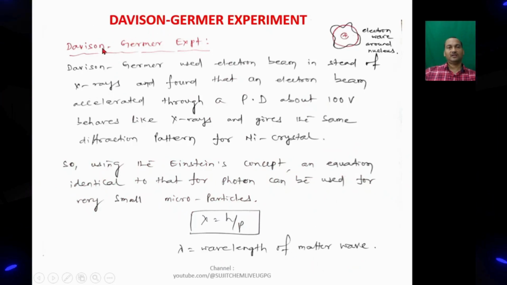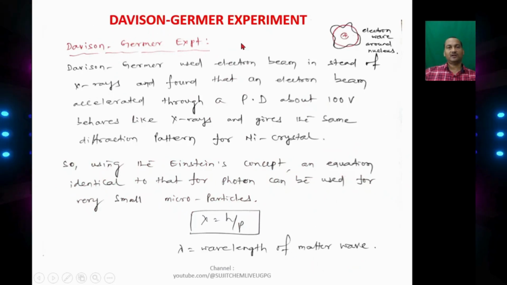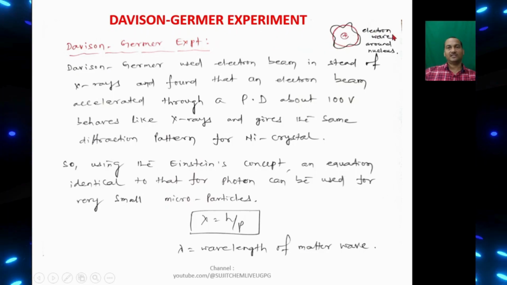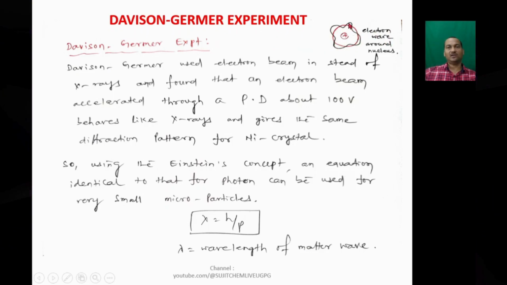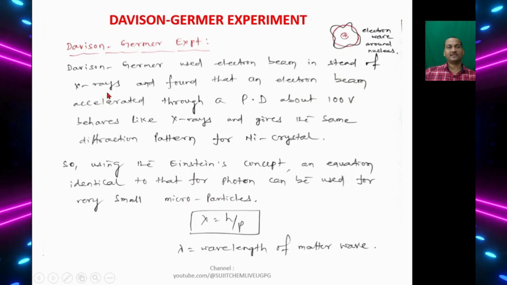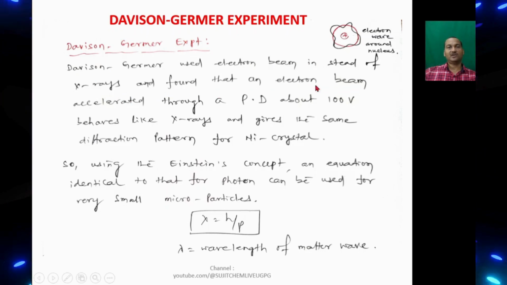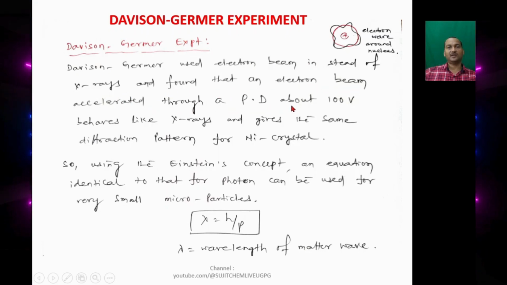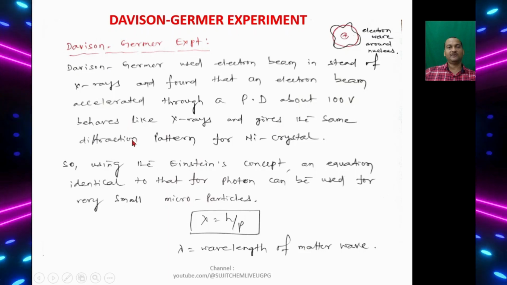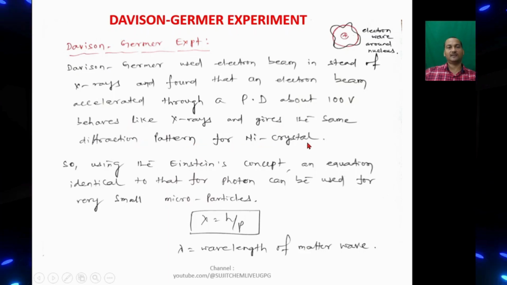Then Davisson and Germer did this experiment. So this is the electron wave around the nucleus. Davisson and Germer used an electron beam instead of X-rays and found that an electron beam accelerated through a potential difference of about 100 volt behaves like X-rays and gives the same diffraction pattern for a nickel crystal.